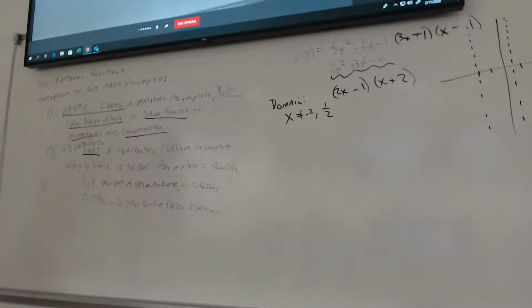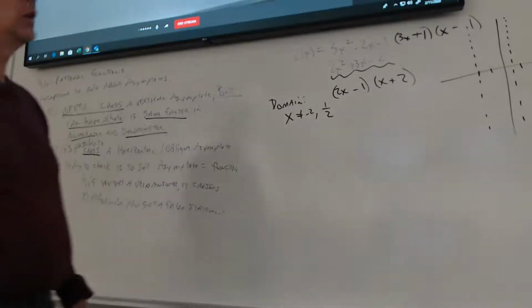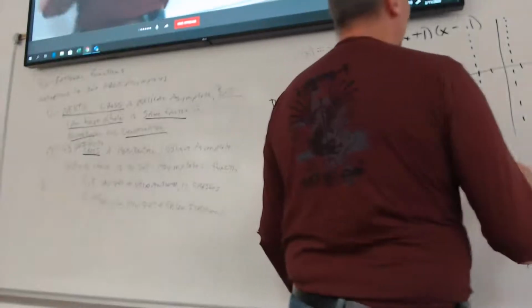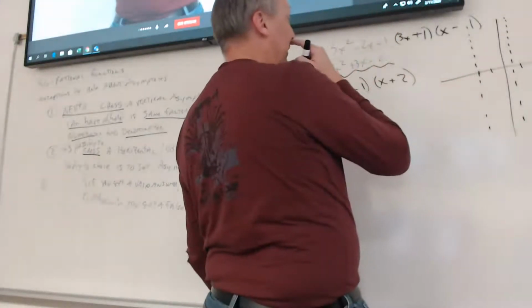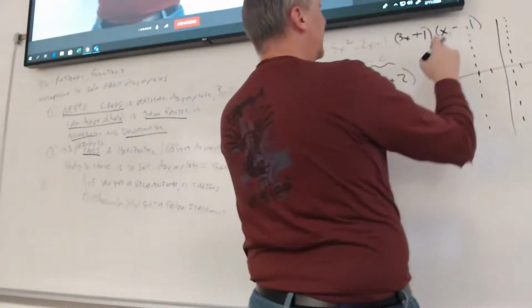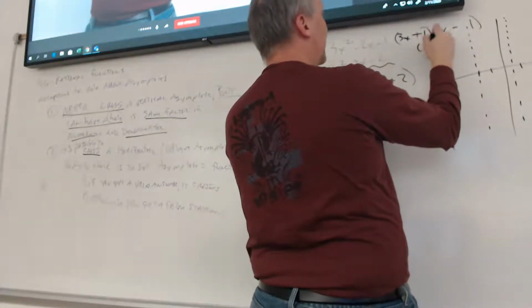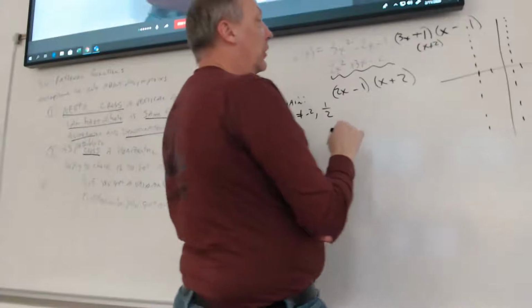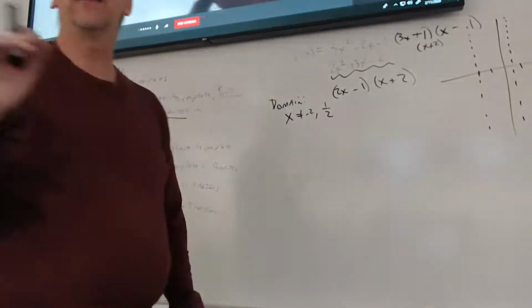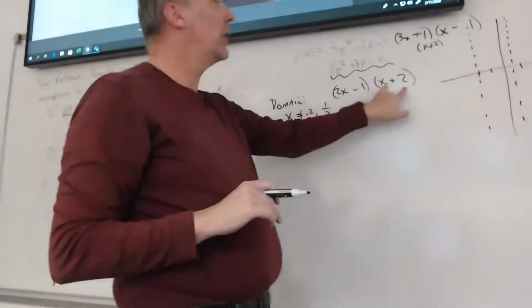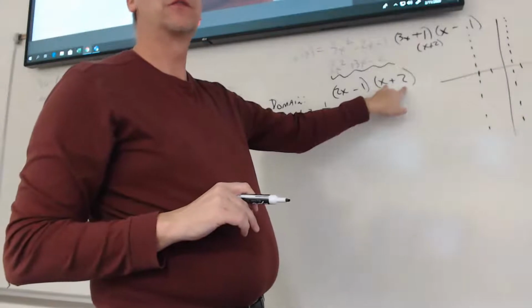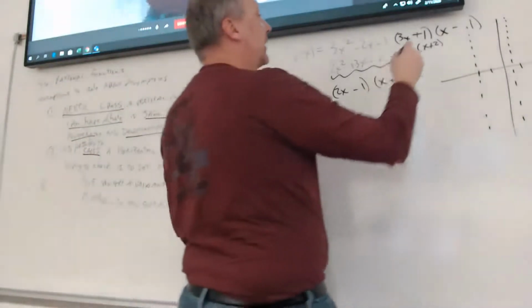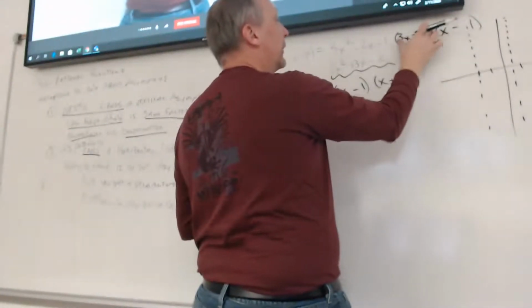Okay, so if I did have a hole, I would have the same factor in top and bottom. So let's change this one: if I had x plus 2 on the top and x plus 2 on the bottom, that would be a hole. And so if I did have a hole, I would have a hole at negative 2.